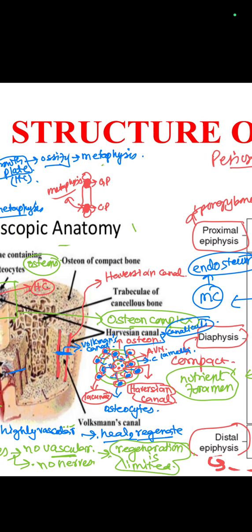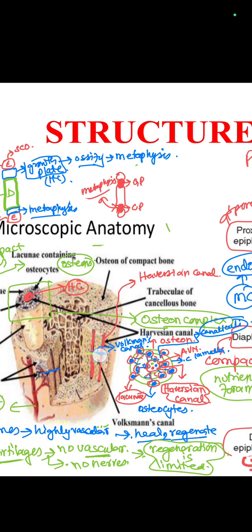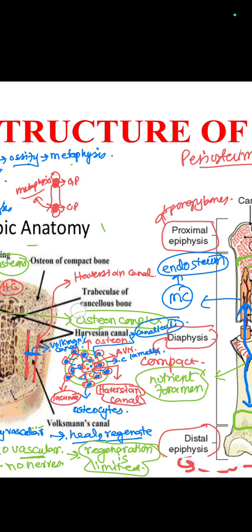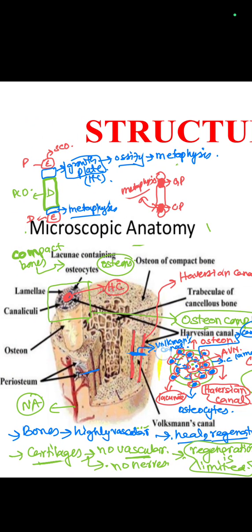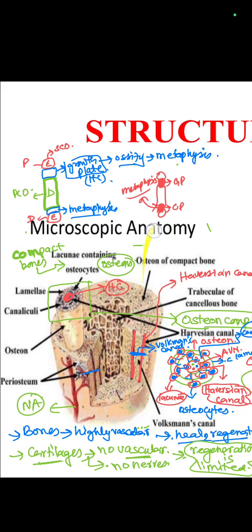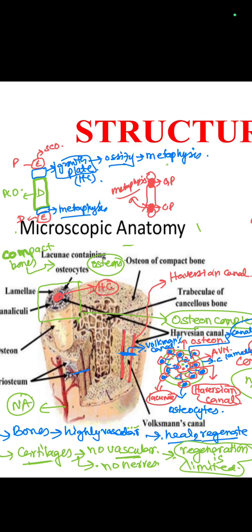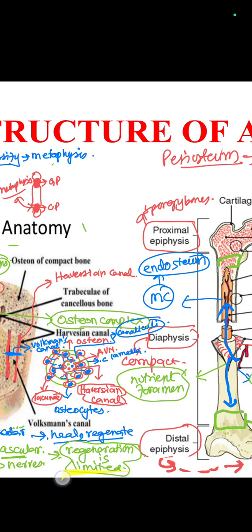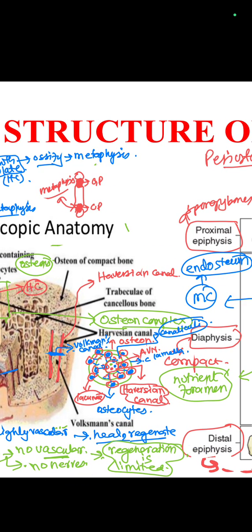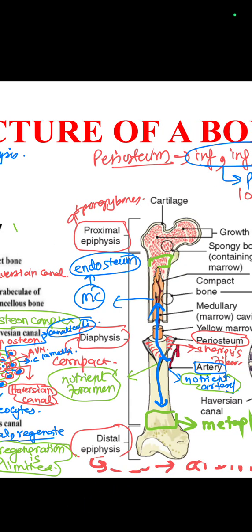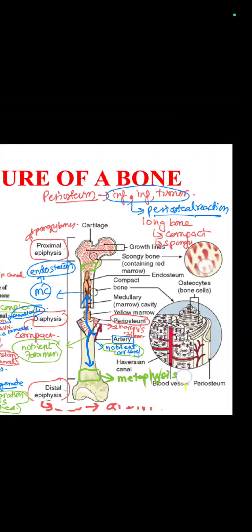This is the trabeculae of the calcaneus bone. These are the trabeculae we see here, and here we can see the compact bone. That's all. Bone is highly vascular. Then cartilage is non-vascular, with no regeneration, and is limited. Here we will see the whole bone.